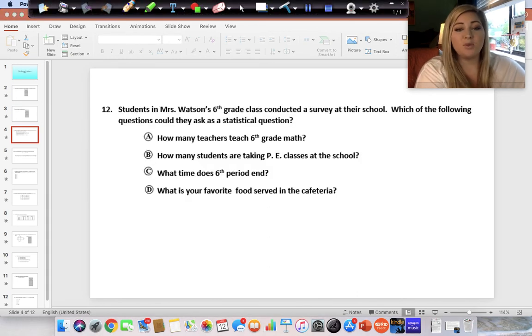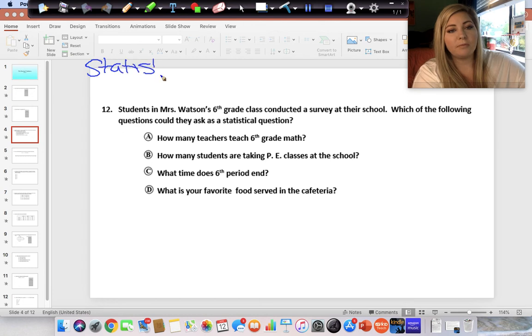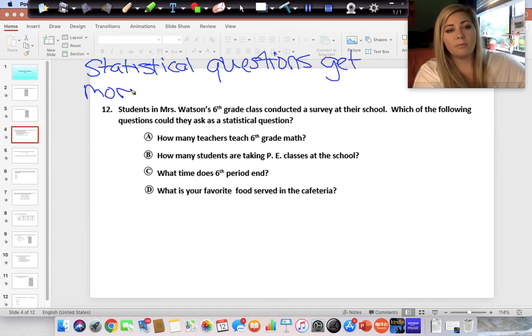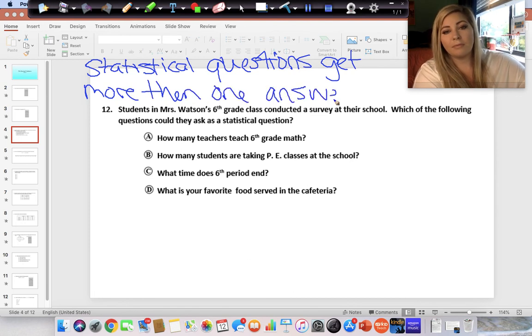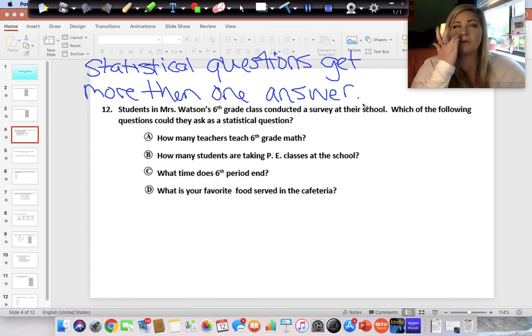Students in Mrs. Watson's 6th grade class conducted a survey at their school. Which of the following questions could they ask as a statistical question? Remember, a statistical question means you're wanting more than one answer. Okay, so what I do is I make up answers in my head, and if the answers that I make up in my head are more than one, then that's going to be a statistical question.